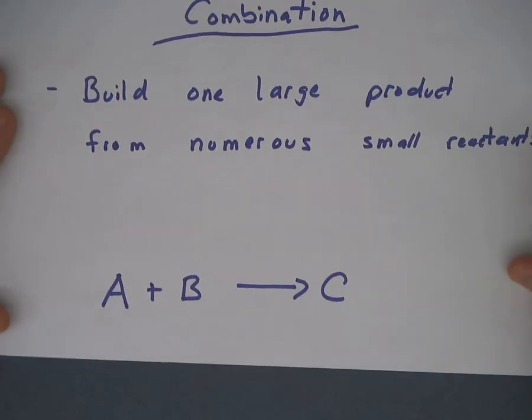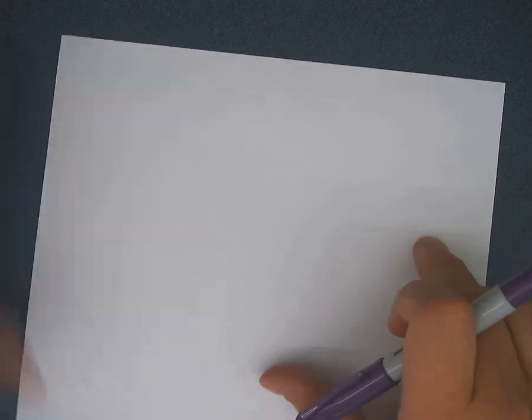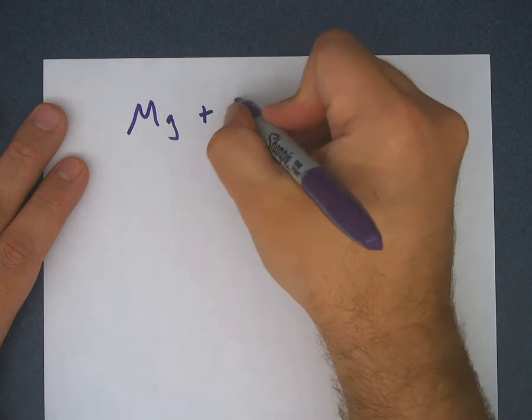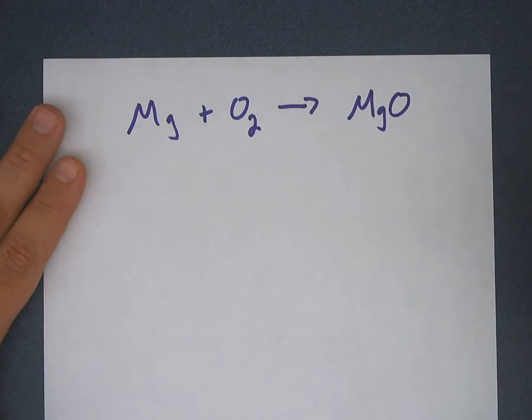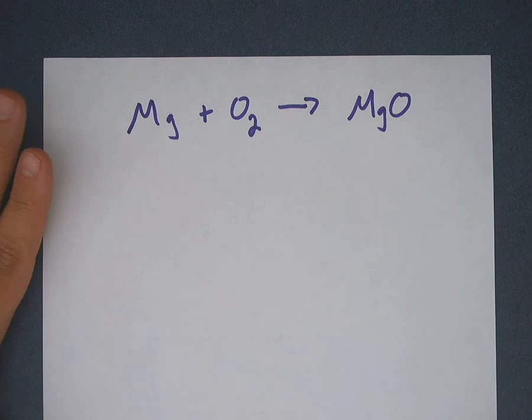Here is a generic example of a synthesis or combination reaction where we have A and B turns into C. Now these are just generic examples. This is not carbon, boron, and an element with the symbol A. So let me give you some exact examples here. One example is that if you took magnesium and you combined it with oxygen, you would make magnesium oxide. And so here are 2 small things making one big thing.